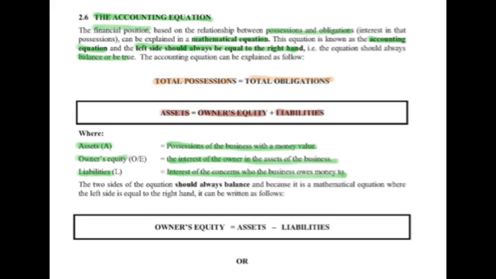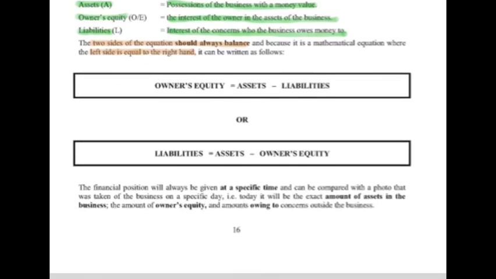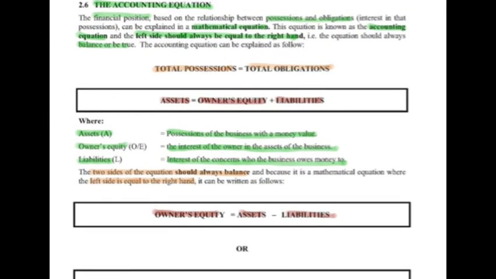So very important, the two sides of the equation should always balance. And because it is a mathematical equation where the left side is equal to the right-hand side, it can also be written as follows. It can be adapted to suit your own needs, in other words, the needs of what you want to calculate. If I want to adapt it, I can put owner's equity on the left-hand side, and therefore owner's equity will be equal to assets minus liabilities. Remember, if I take liabilities over to the other side, the plus becomes a minus. So it's assets minus liabilities.